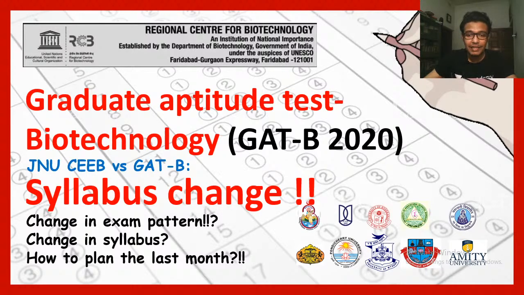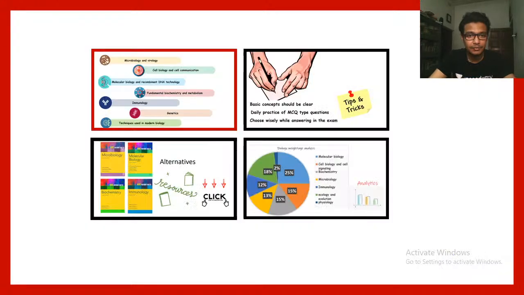Now, many things are going on in your mind, right? First of all, there is a syllabus change. That might be a bit difficult. If you figure out in the 11th hour that the syllabus has changed, it's a big problem. There is also a change in exam pattern, how to plan in the last month, and how to tackle these things. All of these things would be discussed today.